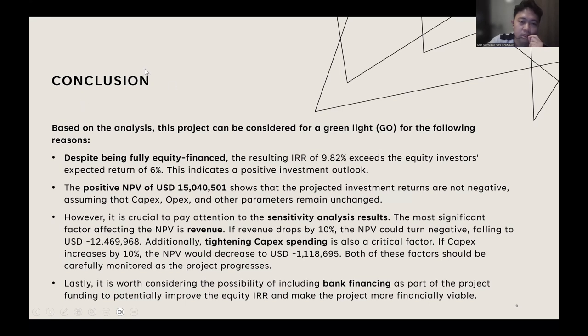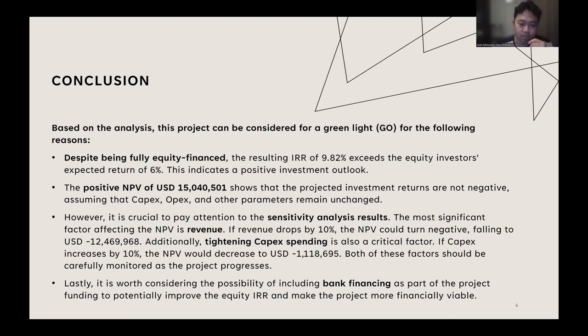Okay, so in conclusion, based on the analysis, the project can be considered to have a green light for the following reasons. First, it is 100% fully equity financing, with a result IRR of 9.82%, against the equity investors' expected return of 6%, which indicates a positive investment outlook. And second, the positive NPV is 15 million US dollars, so the project investment return is not negative, assuming the capex, opex, and other parameters remain unchanged.